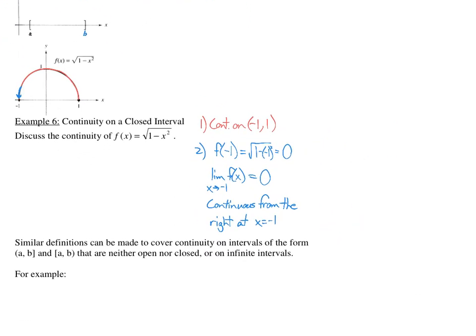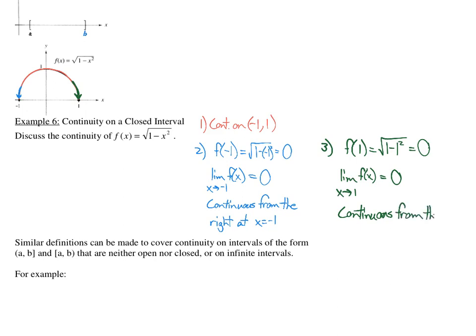And then, thirdly, let's look at the right-hand side. What is f of +1? Yeah, it's 0. And what's the limit of f of x as x approaches +1? It's also 0. Yeah, you see it's approaching 0 here. So therefore we would say it's continuous from the left at x equals +1.